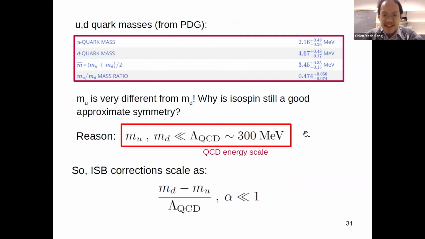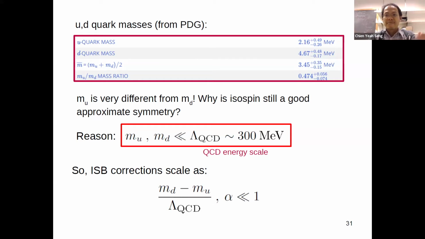It's interesting to see, if you look at the QCD particle data group, that the up quark and down quark actually have very different mass. The down quark is 2 times heavier than the up quark. Then you may naturally ask: they are so different, and the isospin symmetry requires the up quark mass to equal the down quark mass. Since they are so different, why is isospin still a good symmetry?